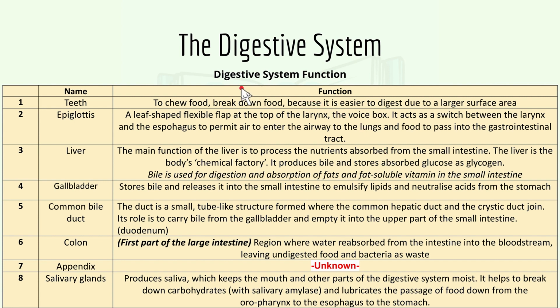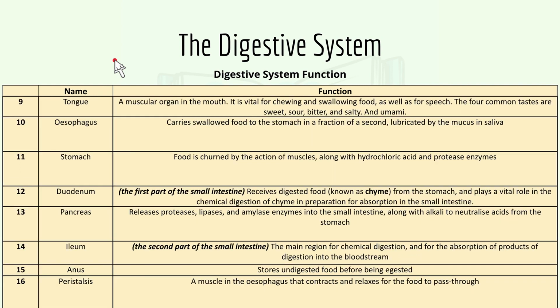Then we have the digestive system function, and these are quite in-depth, and it's quite complicated for IGCSE. So don't worry if you don't know any terms or any names or any definitions, because it's quite complicated. You just have to know the main ideas and the things that are in IGCSE, like teeth, liver, and salivary glands and stuff. So next slide, we have other different names and the function.